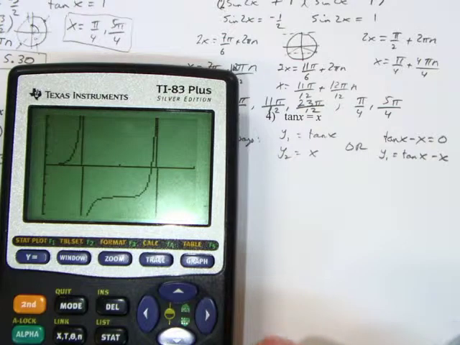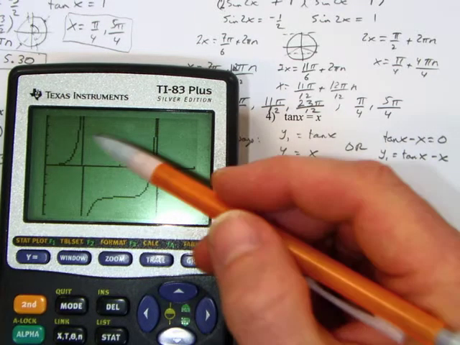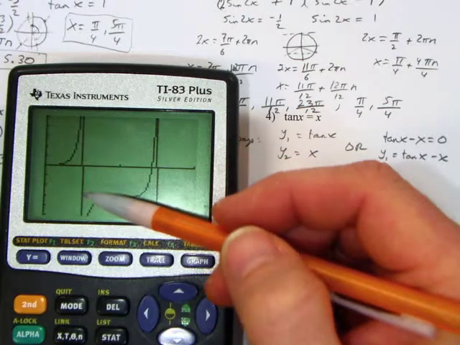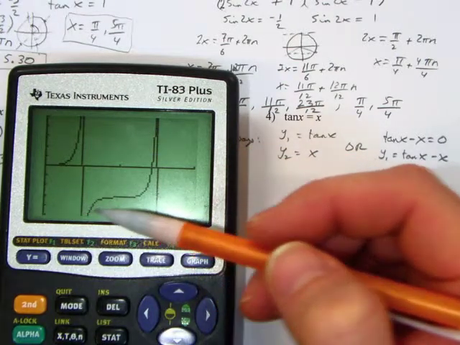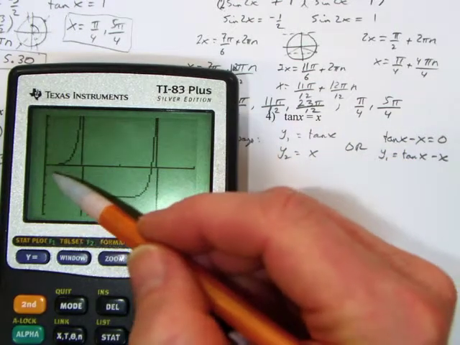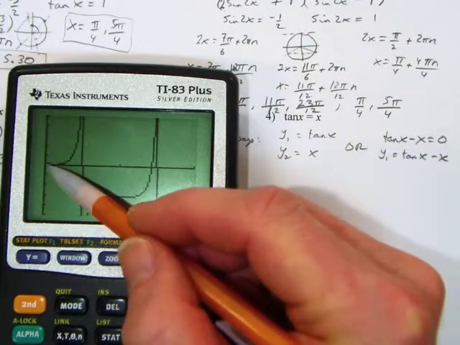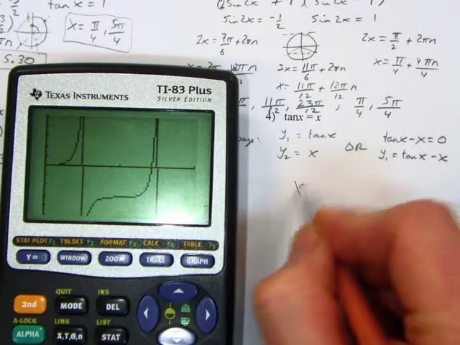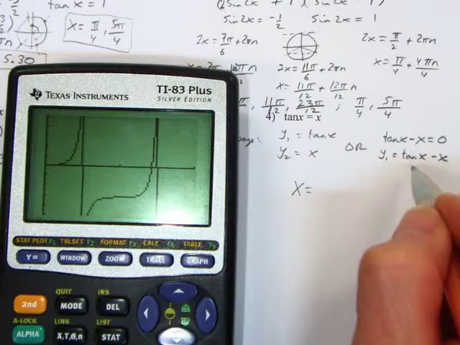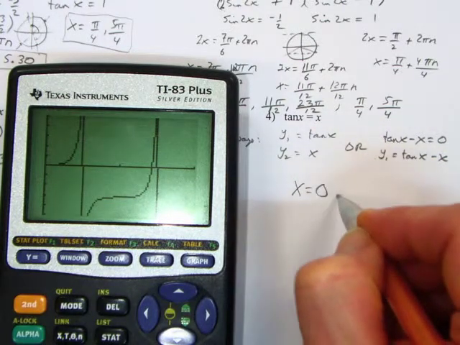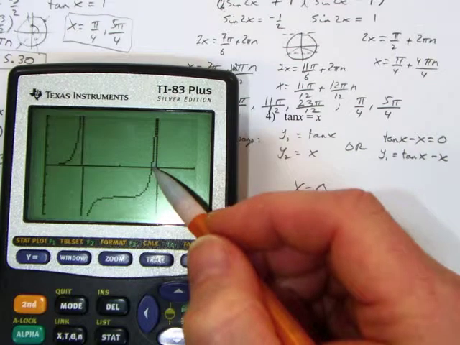Now we have to realize that my calculator is lying to me. There is no asymptote. There's no line here because that's an asymptote. My calculator doesn't realize that because of the operating system I have. So what I need to do is find the zeros of it, and one of the zeros is going to be this right here. And does that make sense? Sure, because tangent of 0 is 0, and x equals 0, so x equals 0 is one solution. Now I need to find this other one.